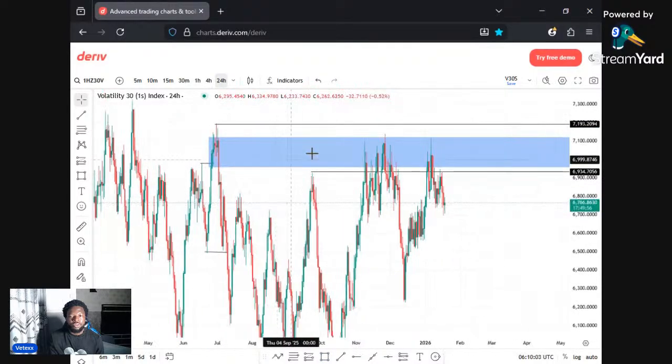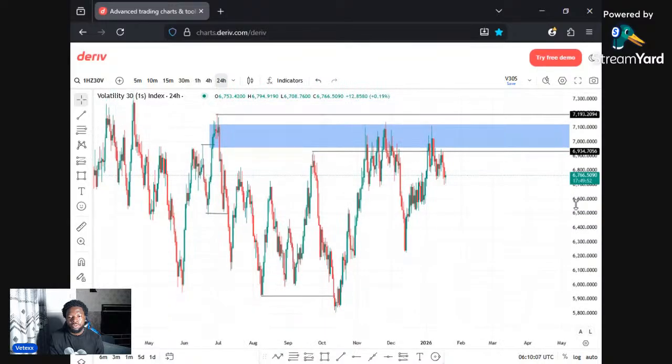Price taps into this zone and is expected to start pushing down. This simply means this point is the starting point, and this point coming down here is going to be the finish point. Okay, so basically price needs to come and take out this low.